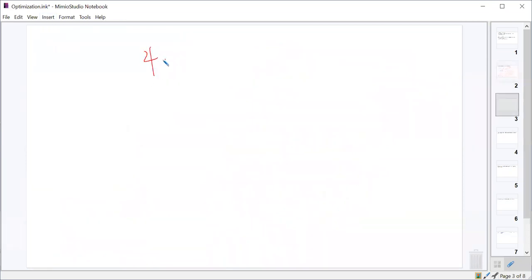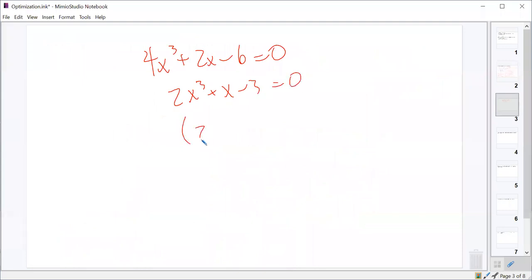Yes. All right, so when is 4x cubed plus 2x minus 6 equal to 0? 2x cubed plus x minus 3 equals 0, right? Divide them all by 2. I hope that factors. Does that factor? Of course it does. Where's my plus? Should be over here, right?